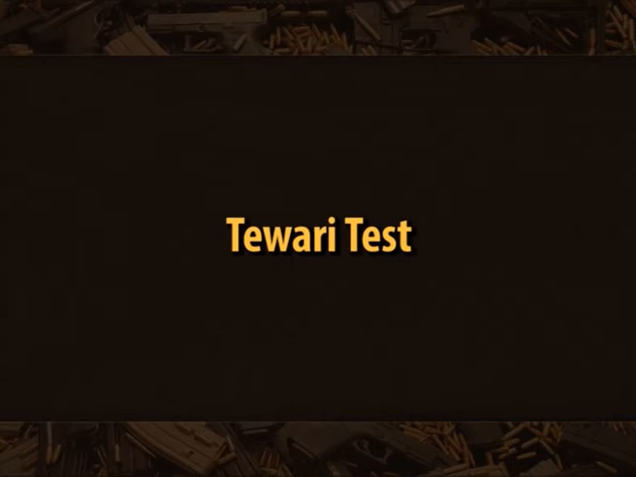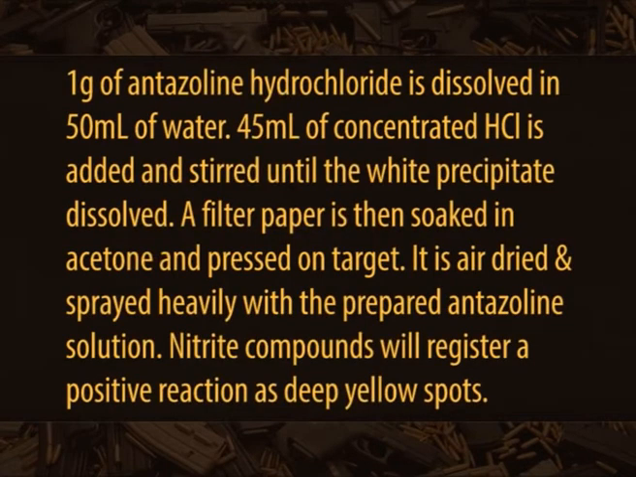Coming to the Tewari test, 1 gram of entazoline hydrochloride is dissolved in 50 ml of water. 45 ml of concentrated HCl is added and stirred until the white precipitate dissolves. A filter paper is then soaked in acetone and pressed on the target. It is then air dried and sprayed heavily with the prepared entazoline solution. Nitrite compounds will register a positive reaction as deep yellow spots. This test is mainly used for range of firing estimations by visualization of propellant particles.